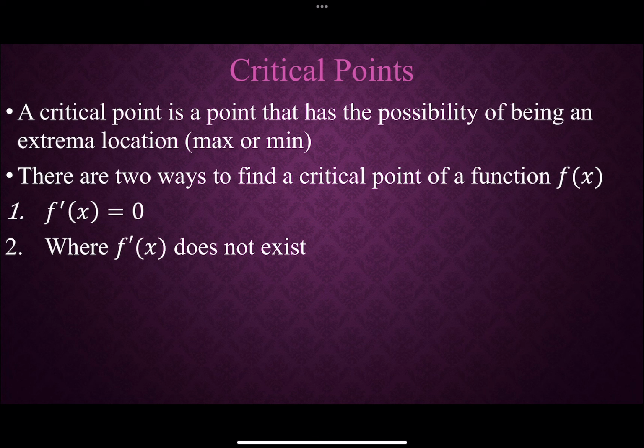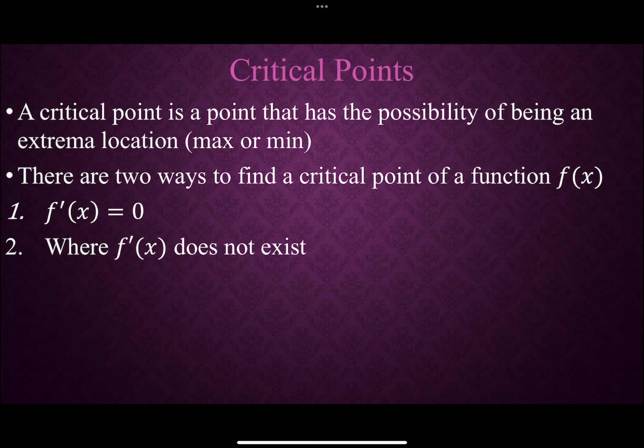So a critical point is a point that has the possibility, the key word there is possibility, of being an extrema location, meaning a max or a min, a local peak or a local valley. The key word is possibility because it does not have to be a max or a min, as we'll explore in 5.3. So there are two ways to find critical points: when the derivative is equal to 0, and also where the derivative does not exist.